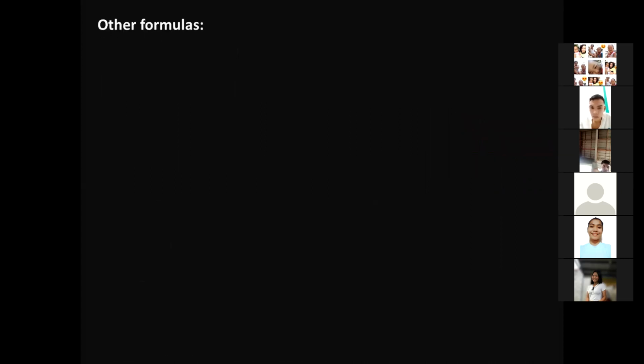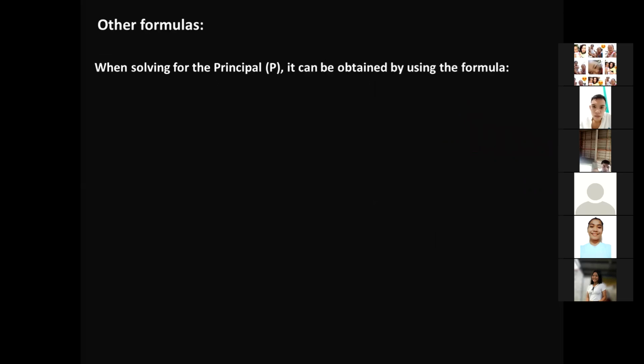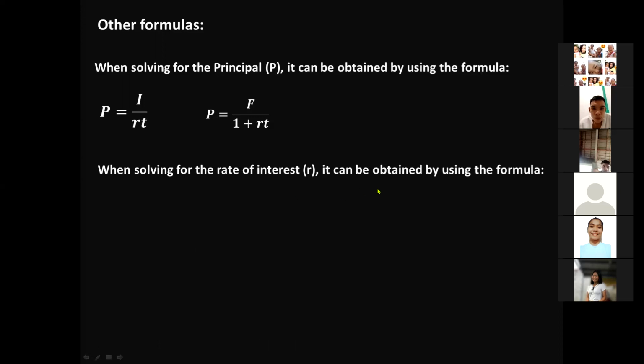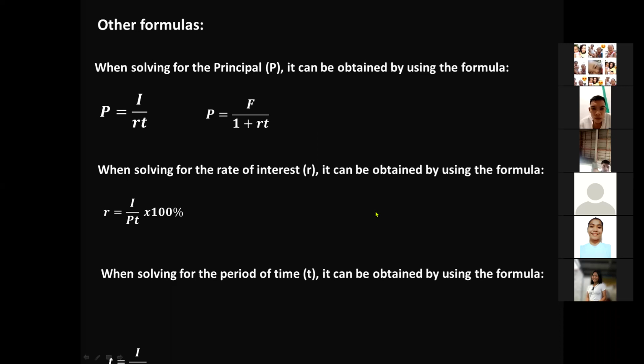Now, for the continuation, other formulas are these. If you want to solve for the principal, yan, di ba? Yan yung pinapaliwanag ko kanina. Ito, nanggaling sa triangle kanina yan. Ito naman yung isang formula pa ng P. F over 1 plus RT. Or, when solving for the rate of interest, it can be obtained by using this formula. I over PT times 100%. O kaya, sa time naman, I over PR. So you will have a copy of this. Pwede naman ninyong panuorin ulit ito dahil recorded naman.